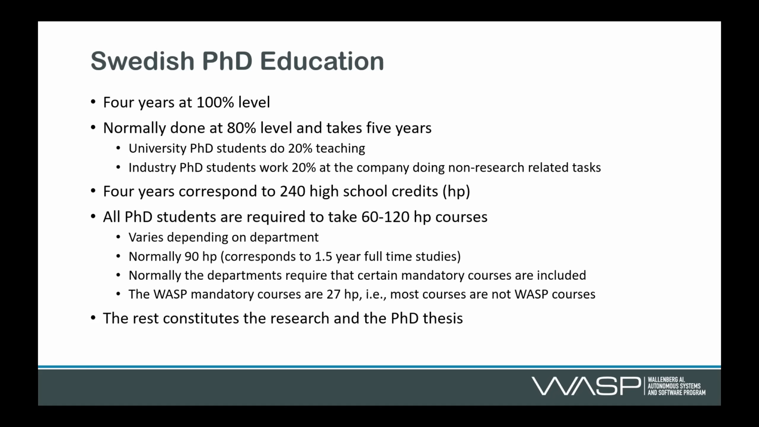And 90 corresponds to 1.5 years of full-time studies. And that is part of the PhD exam. Normally the departments require that certain mandatory courses are included in these 90 credits. And WASP also requires that out of the 90 credits, or 60 credits or whatever, 27 credits should be among the WASP mandatory courses that are given by the WASP graduate school.